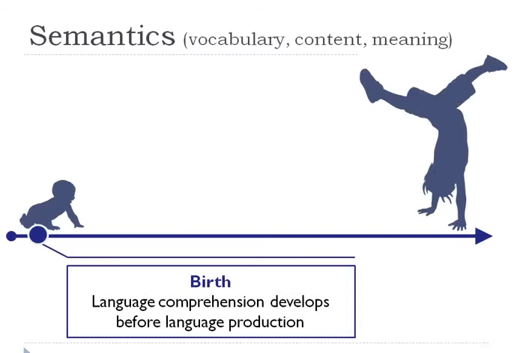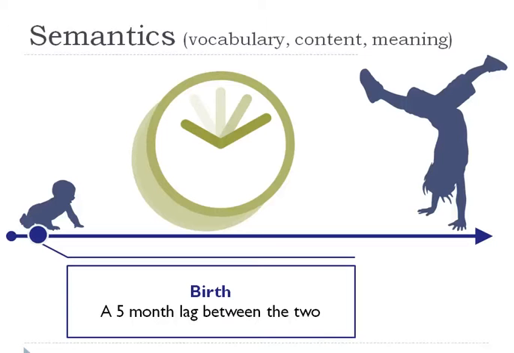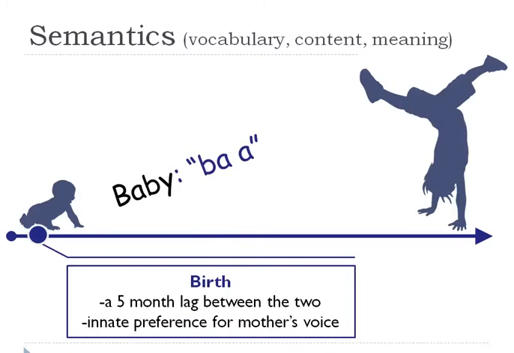So semantics develop at birth in this way. Language comprehension develops before language production, meaning that a baby can start to understand semantic meaning before its mouth can produce it. So a mom might say bottle to a baby, and a baby will understand that word and what that word signifies. However, there's about a 5-month lag between understanding and production. And so maybe 5 months before a baby can respond baba or ba.